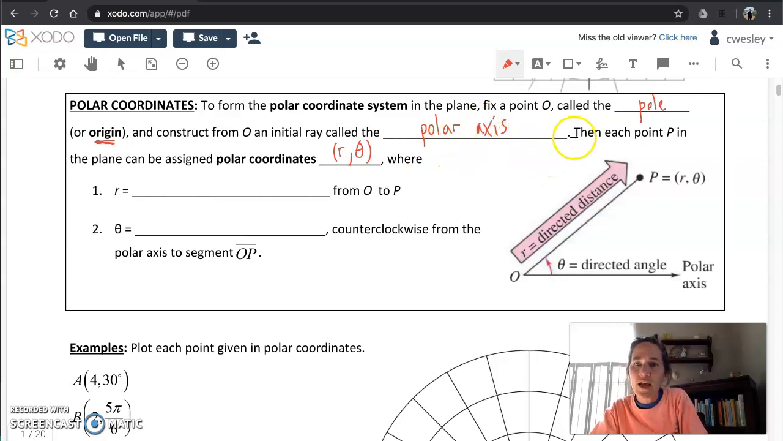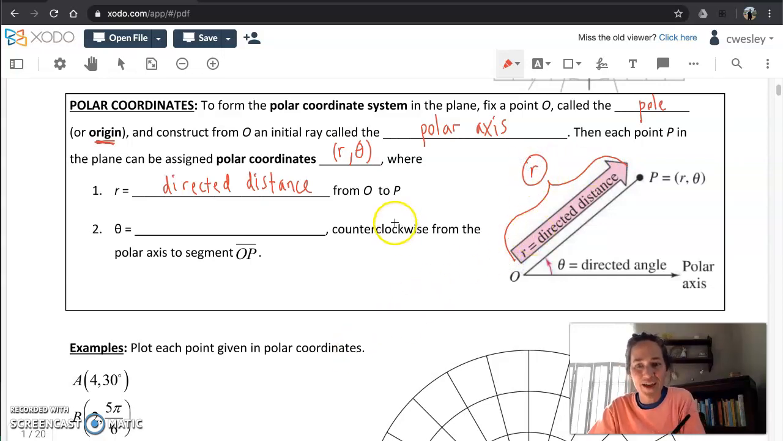Then each point P in the plane can be assigned polar coordinates, r comma theta, where r we're going to call the directed distance from the origin, or from the pole, to the point P. So this distance here, and it's directed, is going to be r. Directed meaning r could actually be positive or negative. That's a spoiler for what we do next.